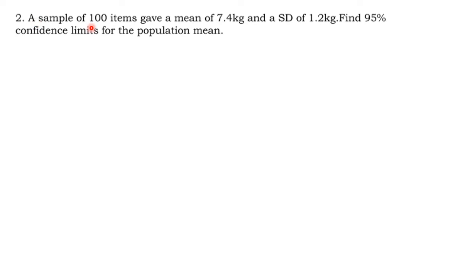Number 2, a sample of 100 items gave a mean of 7.4 kg and SD of 1.2 kg. Find 95% confidence limits for the population mean. We have n is equal to 100, x bar is equal to 7.4, s is equal to 1.2, and confidence level is equal to 95%. We will use z here as n is more than or equal to 30. Put here all the values.